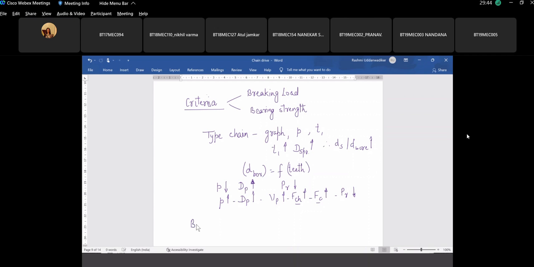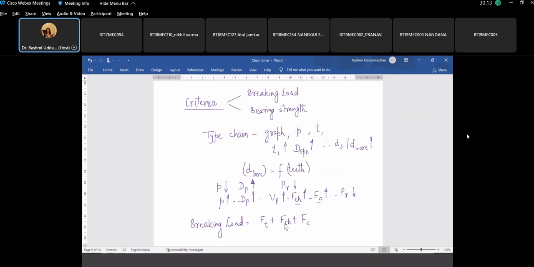We will find the value of breaking load in the design data book that is given in the PSG data book. And this breaking load will be equal to the FT or the T1 tension that we talk about, which is the tight side tension of the chain. Then this is equal to chordal action. Then this is equal to centrifugal tension.